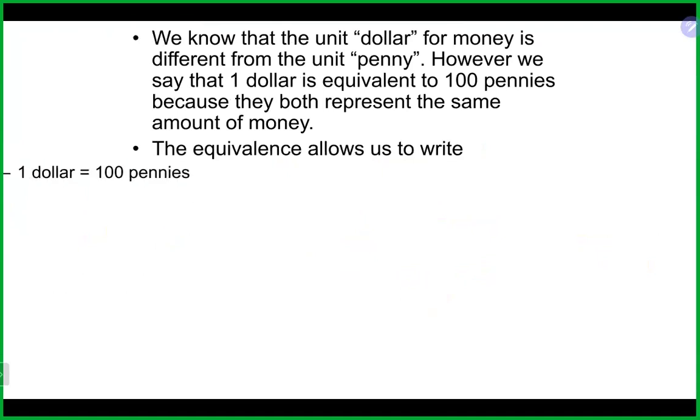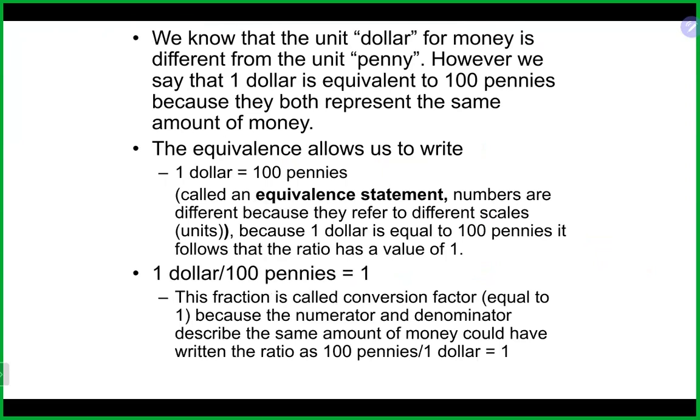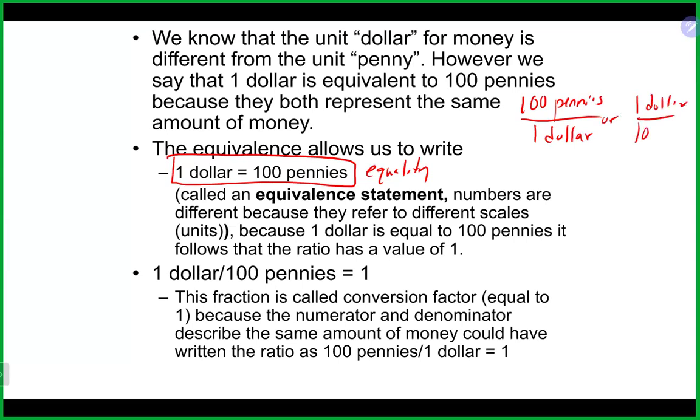Now, again, from any sort of equality, we could write two conversion factors. And again, those equalities mean the same amount of something. So if I had $1, that is the same as having 100 pennies, and that would be our equality here. The two conversion factors I could get are 100 pennies on top divided by $1, or I could flip it around, $1 over 100 pennies.